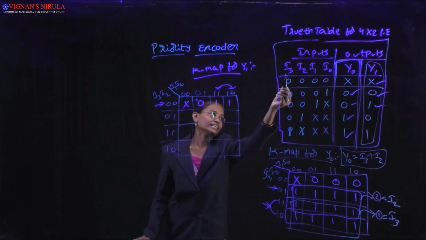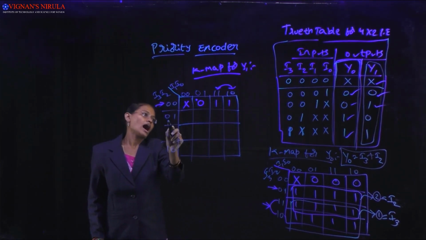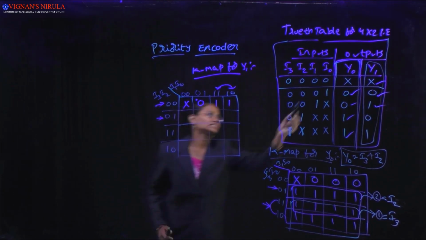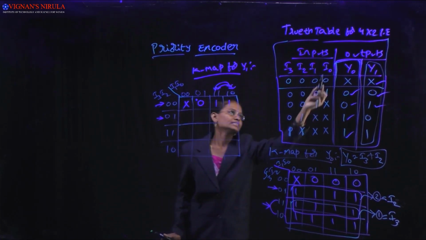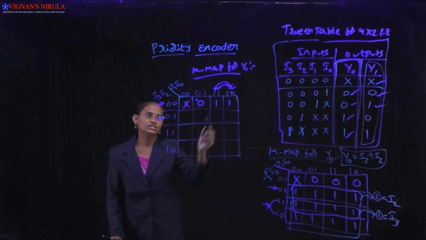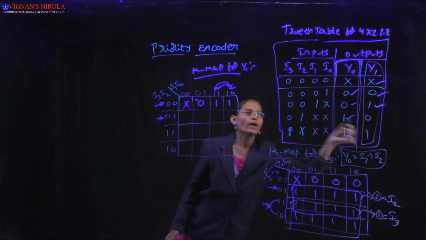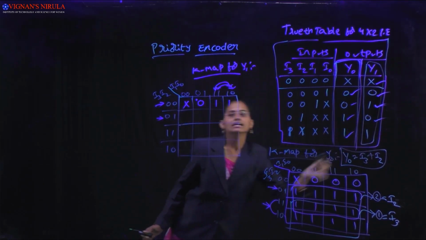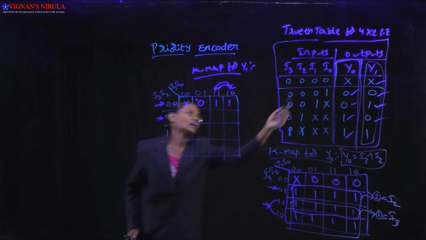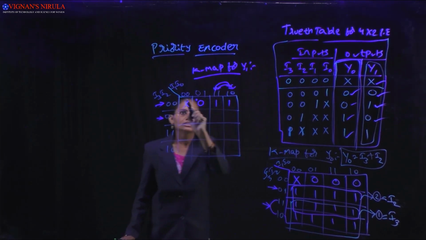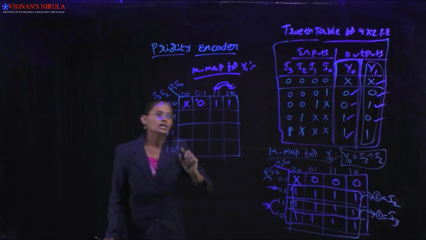Okay, and next I3 is 0, I2 is 1. Observe this row. And next I1 is X and I0 is X. X means don't care condition, that is 0 or 1. Here I0 and I1 both are X, so the possibilities are 0 0, 0 1, 1 1 and 1 0. The output is 0.